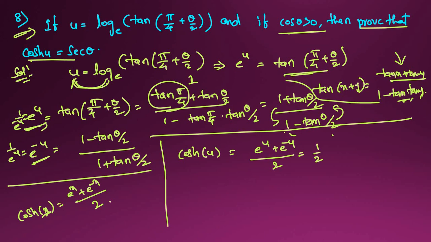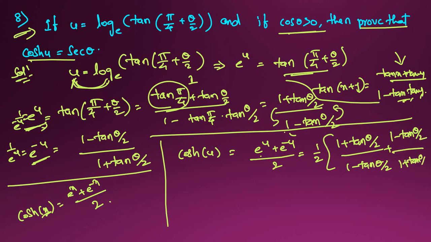So it will become 1 by 2 into e power of u first. E power of u is equal to what we have got: 1 plus tan theta by 2 divided by 1 minus tan theta by 2, plus 1 minus tan theta by 2 divided by 1 plus tan theta by 2 we got here. Okay, so from this we can write it as 1 by 2 into. So what we can do here? We can cross multiply this one.